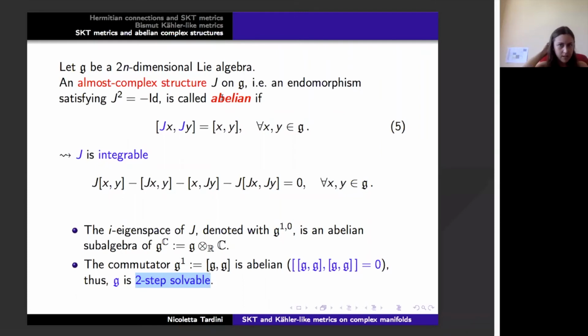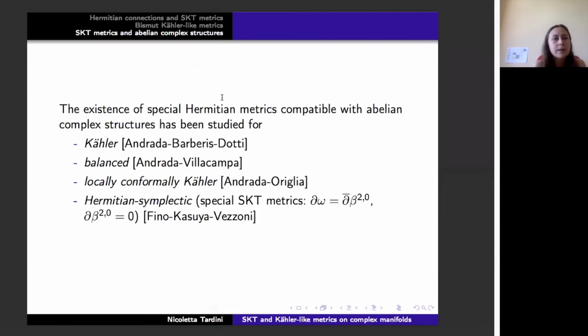So when we want to prove that the Lie algebra is two-step nilpotent, we not only have to prove that it's nilpotent, but also that it's two-step. In this setting, the existence of special Hermitian metrics compatible with abelian complex structures has been studied by many authors. For instance, in the Kähler case by Andrada, Barberis, Dotti; in the balanced case by Andrada, Villacampa; in the locally conformally Kähler case by Andrada, Origlia.